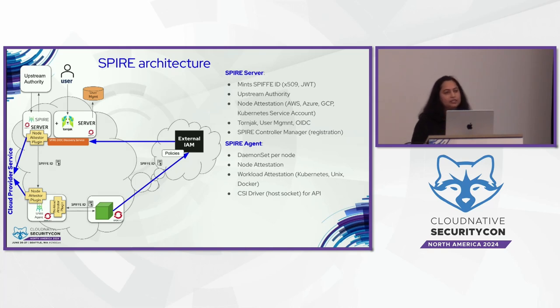Now, the SPIRE agent, like I mentioned, is deployed on all of the nodes in the cluster. It participates in node-level attestation. Now, it does the workload-level attestation. And what that means is that workloads will talk to the agent using the workload API, and the workload API will make sure that it validates the workload. The attestation happens using attester plugins. So there's a plugin for Kubernetes attestation.